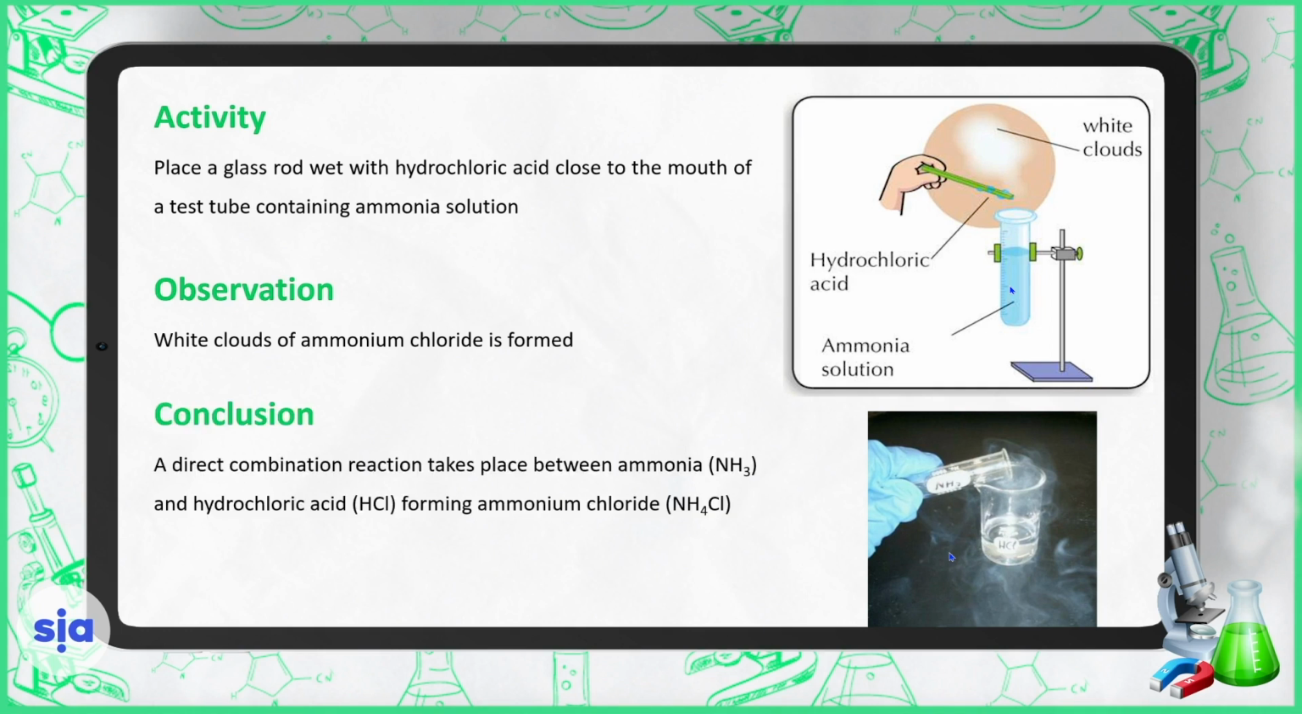A direct combination reaction takes place, as a conclusion, between the ammonia, NH3, and the hydrochloric acid, HCl, forming ammonium chloride. So substance A plus substance B will form the AB compound, which is a new compound. And here is the symbolic equation as usual.